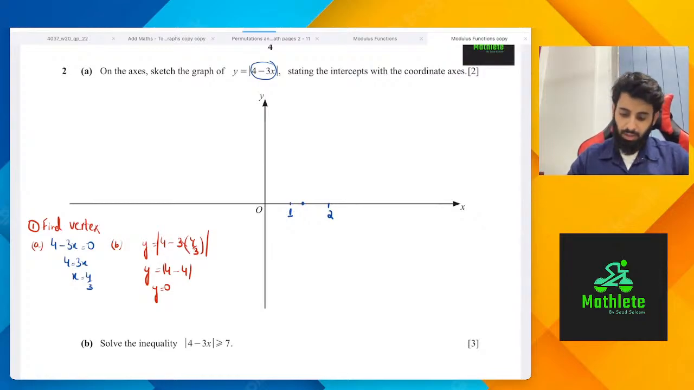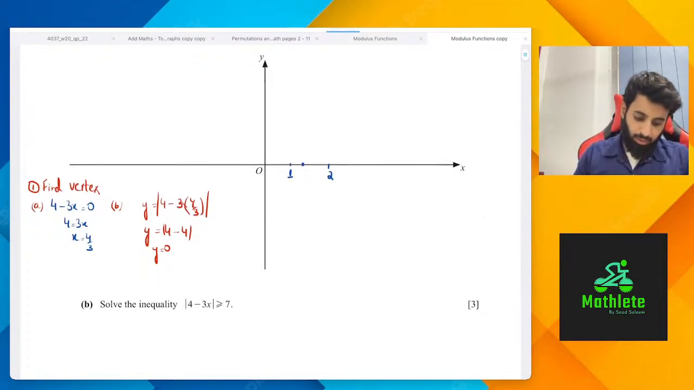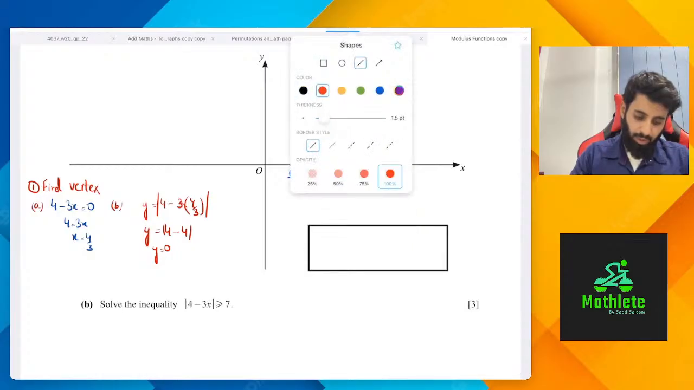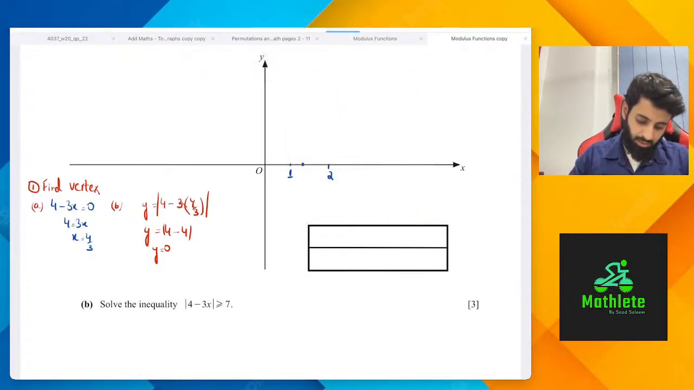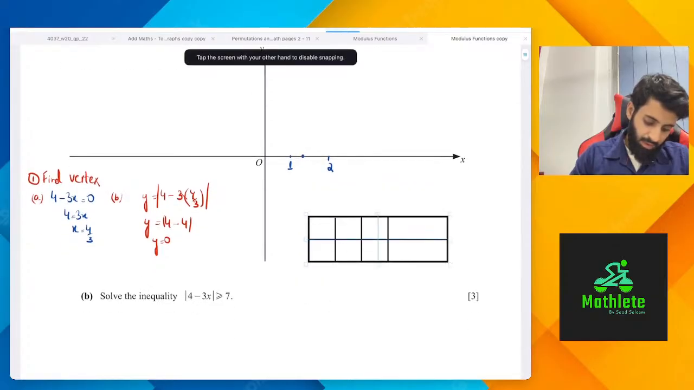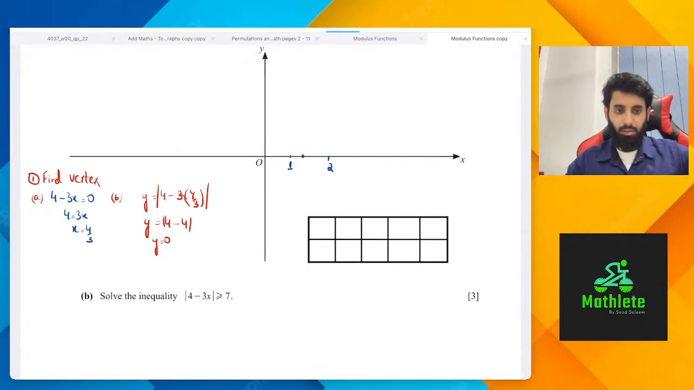Next thing you want to do is make a table. And once you've made the table, what do we do? We take two values that are greater than the x coordinate of the vertex and two values that are lesser than the x coordinate of the vertex.